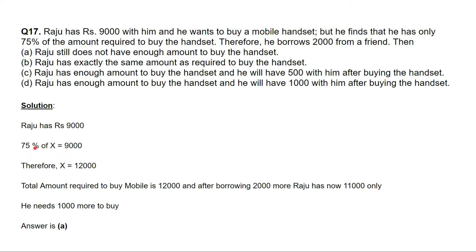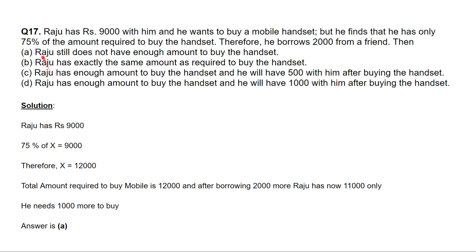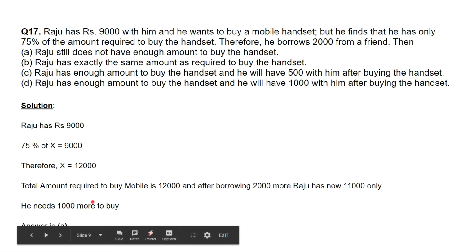So Raju has 9,000 rupees, which is 75% of the total amount that is required to buy the mobile handset. So you need around 12,000 rupees to buy that handset. Because Raju has borrowed 2,000 more, he has 11,000 right now. So he needs 1,000 more to buy the handset. So the first answer is going to be true here. Raju still does not have enough to buy the handset because he needs 1,000 rupees more.